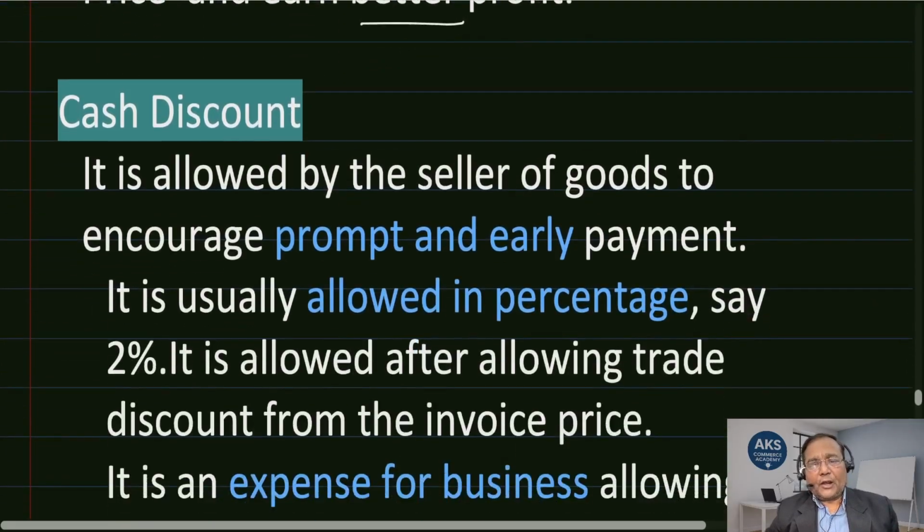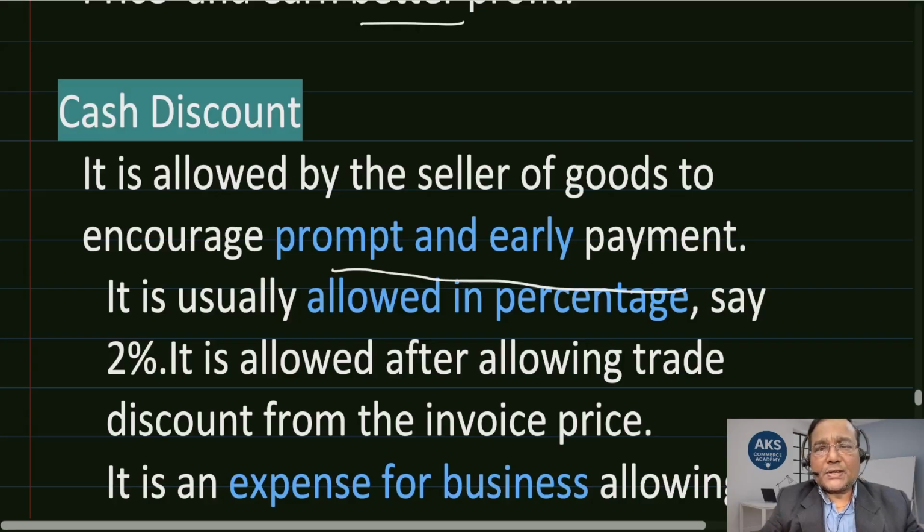Cash discount is allowed by the seller of goods to encourage prompt and early payment. Now this is also important: when there is a trade discount, no entry is required, but in case of a cash discount, we are required to have the entries done. So what is going to be the entry in case of a cash discount? We will see here.